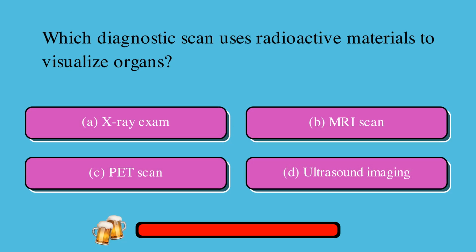Which diagnostic scan uses radioactive materials to visualize organs? A. X-ray exam, or B. MRI scan, or C. PET scan, or D. Ultrasound imaging? The correct answer is C. PET scan.